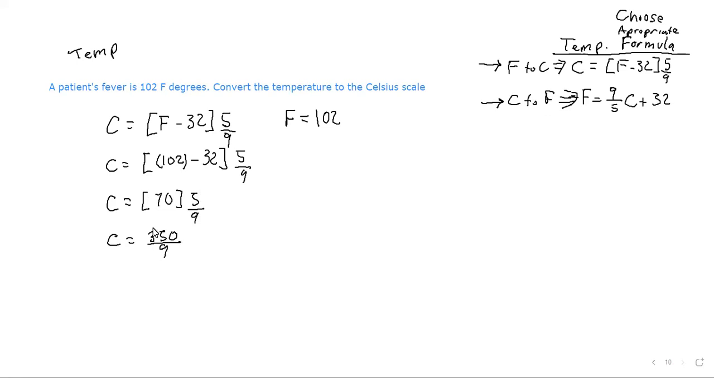Let's go ahead and do that on a calculator. 350 divided by 9 is going to give us 38.88. So our equivalent Celsius temperature is 38.88 degrees Celsius. And this is the answer we're going to look for in the multiple choice options for this question.